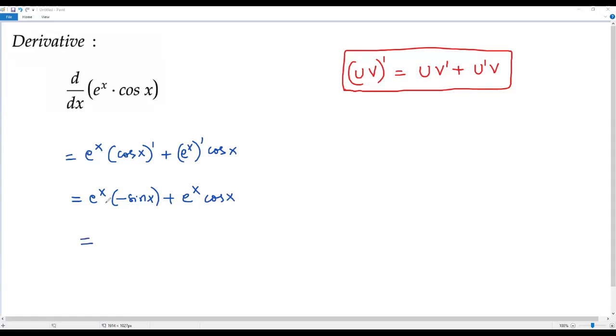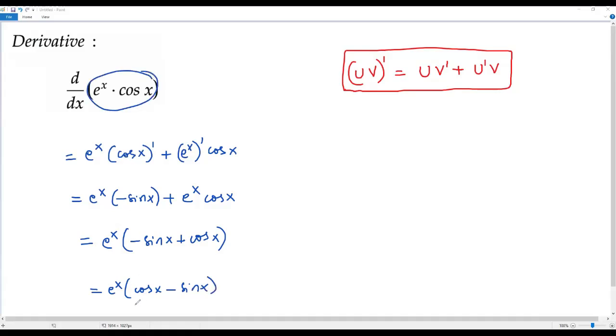Okay, now we can factor e to the x power out from these two terms because these two terms have the greatest common divisor, e to the x power. So now let me factor e to the x power out. When I factor e to the x power out, I have negative sine x in the first term and positive cosine x in the second term. So further it can be written as e to the x power times (cosine x minus sine x). So the derivative of this function with respect to x is e to the x power times (cosine x minus sine x).